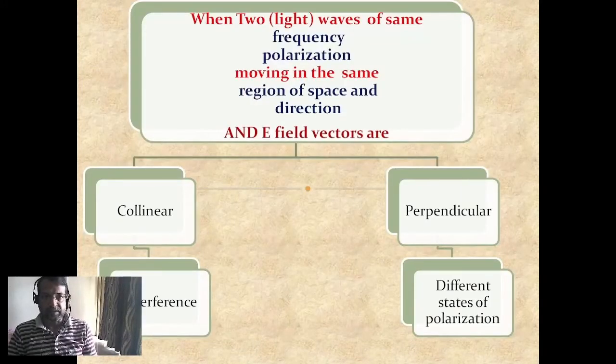The question we are asking is, when two light waves, now I am talking of two light waves because this concept of polarization is mostly useful for light. Hence I will be talking of light instead of waves, or when I say wave I imply light wave or electromagnetic wave. So when two waves of same frequency, same polarization, moving in the same direction and same region of space, and if their electric field vectors are collinear, their addition results in interference, and if the electric field vectors are perpendicular, different states of polarization can be realized, and this is the concept for today's video.